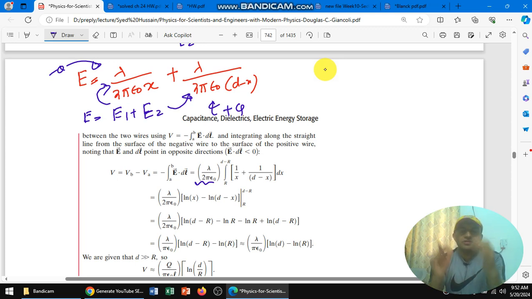The limit of integration is from the plus charge to the minus charge, so it is from r to d minus r. Basically, the limit of integration is from r to d minus r.